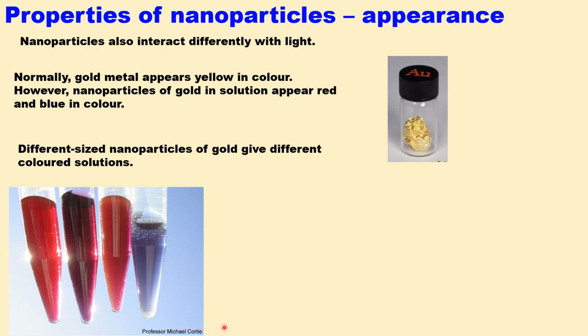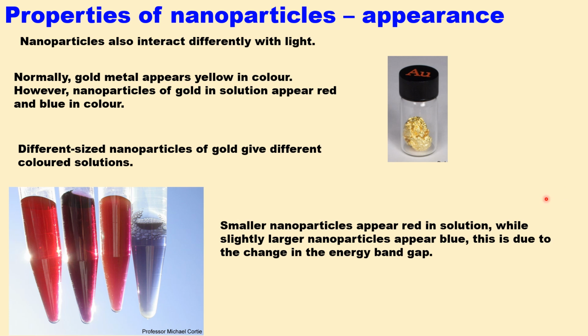These are the solutions made by Professor Michael Faraday. Smaller nanoparticles appear red in solution, and as the size increases, the color goes towards blue. This is due to the change in the energy band gap, because usually gold is a metal and a very good conductor, but nanoparticles of gold can be insulators also, so there may be some kind of band gap. So the optical property changes with the size of the nanoparticles.